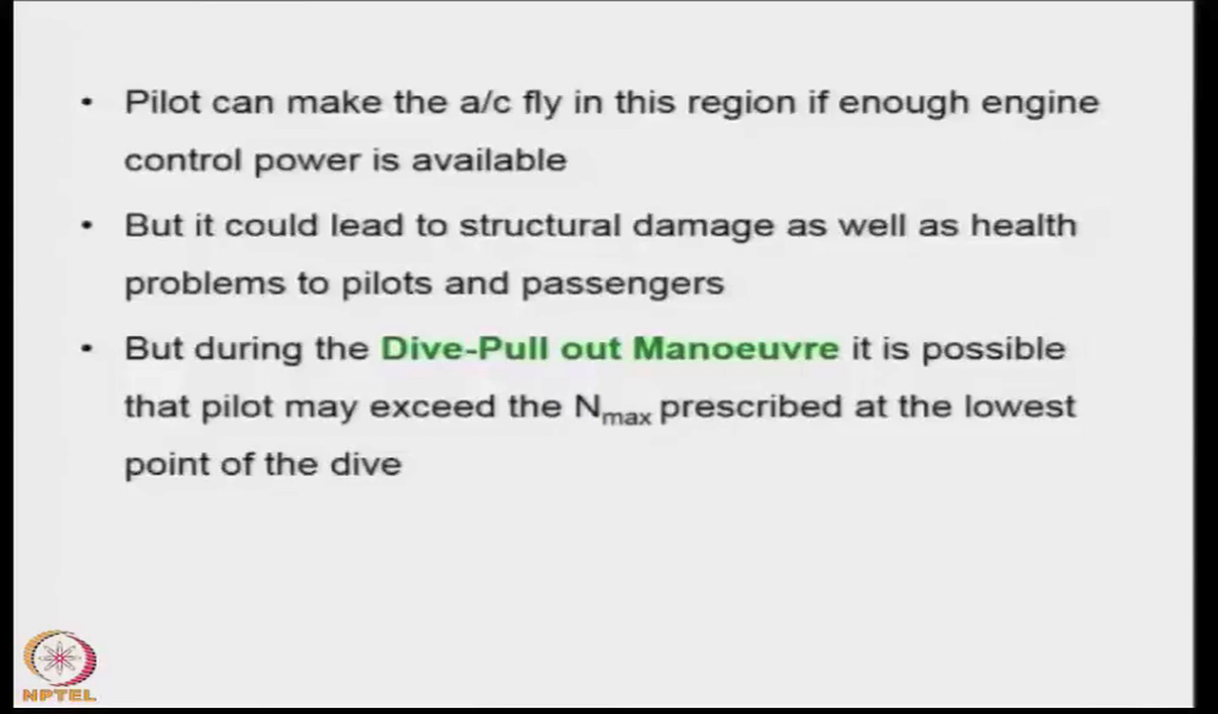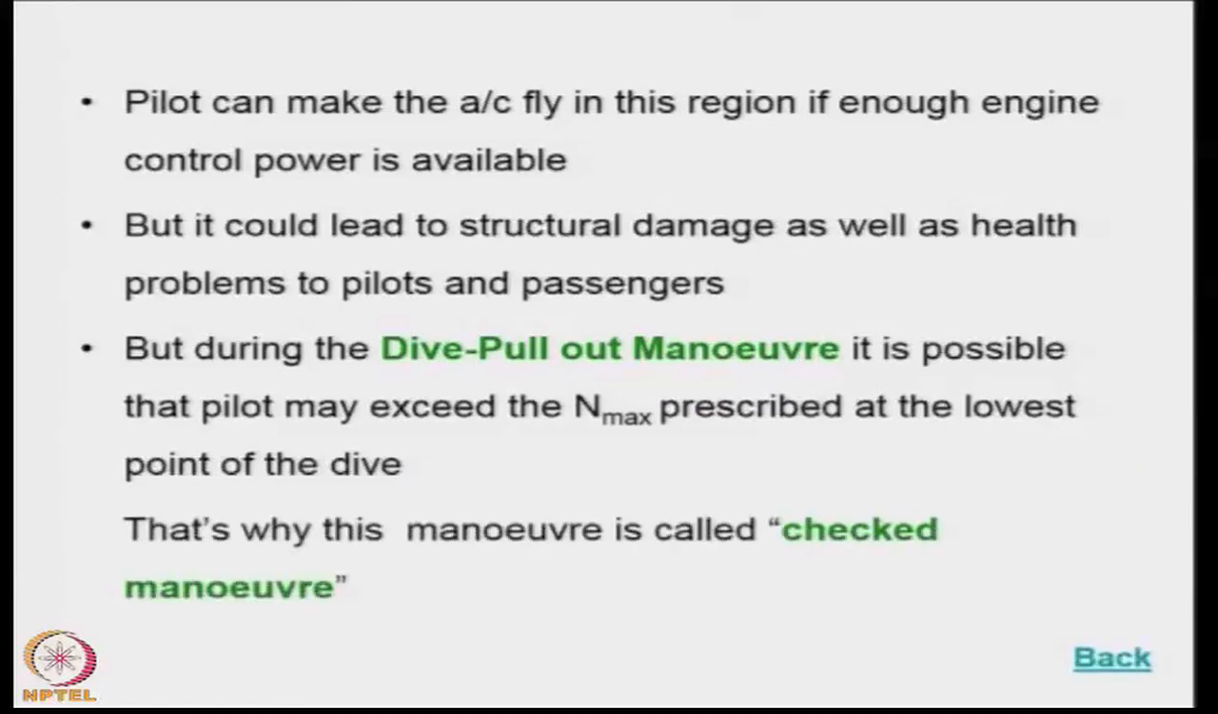Okay. So, during a dive pullout maneuver, when the aircraft is put into a dive and then brought up symmetrically, it is quite possible for the aircraft to exceed this particular value of load factor. And there have been instances of failures of the wing during a dive pullout. So, therefore, this is a dangerous maneuver and it is called a checked maneuver. The pilot has to be cautious that the limits specified on the structure are not exceeded during this particular maneuver.